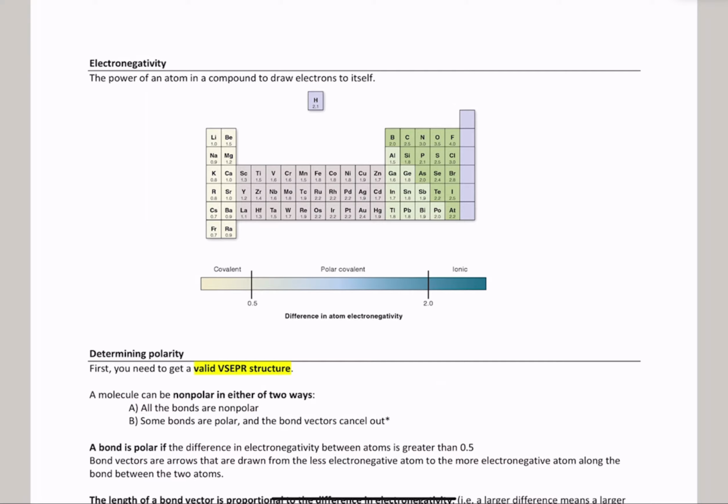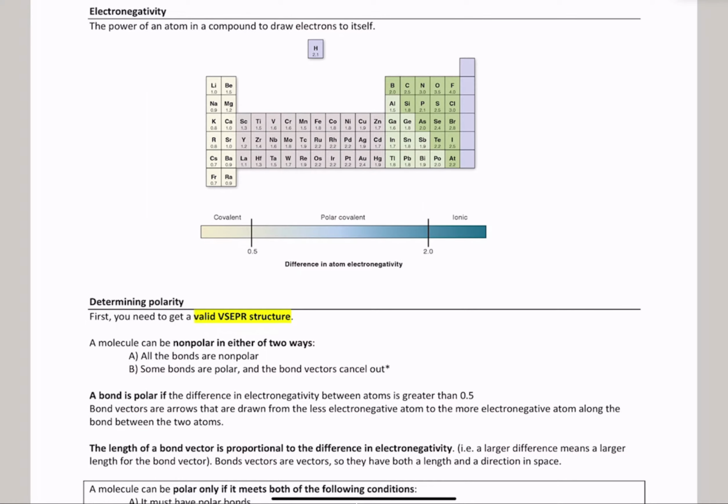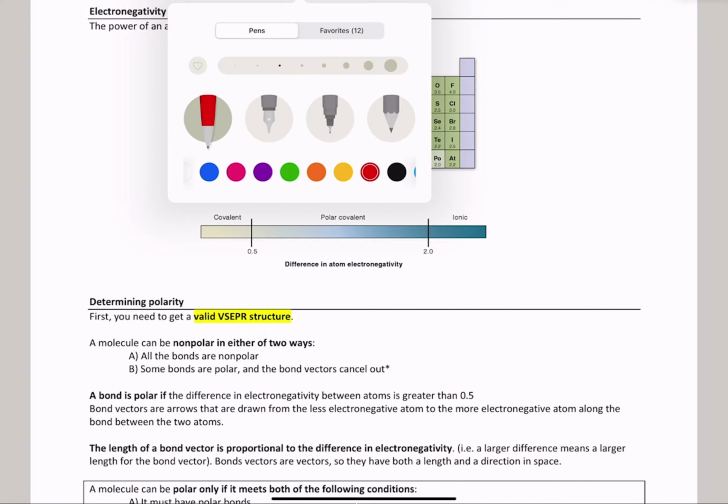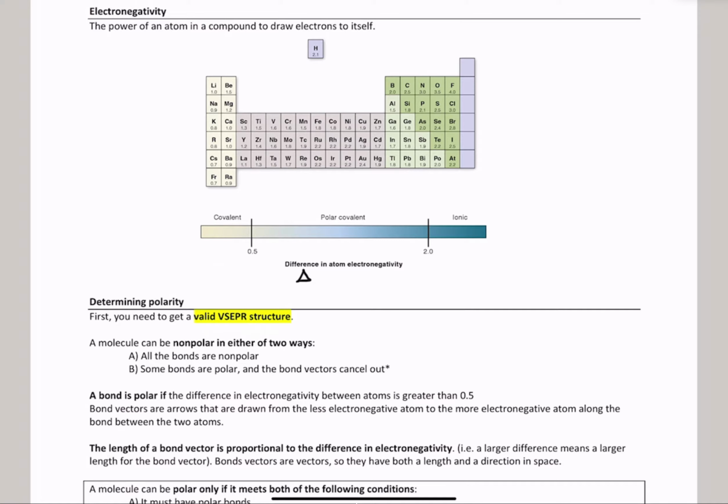So you can observe a general trend of increasing electronegativity from the bottom left corner of the periodic table to the top right corner. We're going to use these numbers in order to determine the nature of a bond. This scale gives you the nature of the bond depending on the difference in the atoms' electronegativity. The difference is symbolized by the delta, and we use EN to talk about the electronegativity. Therefore, the difference in atom electronegativity is symbolized by delta EN.